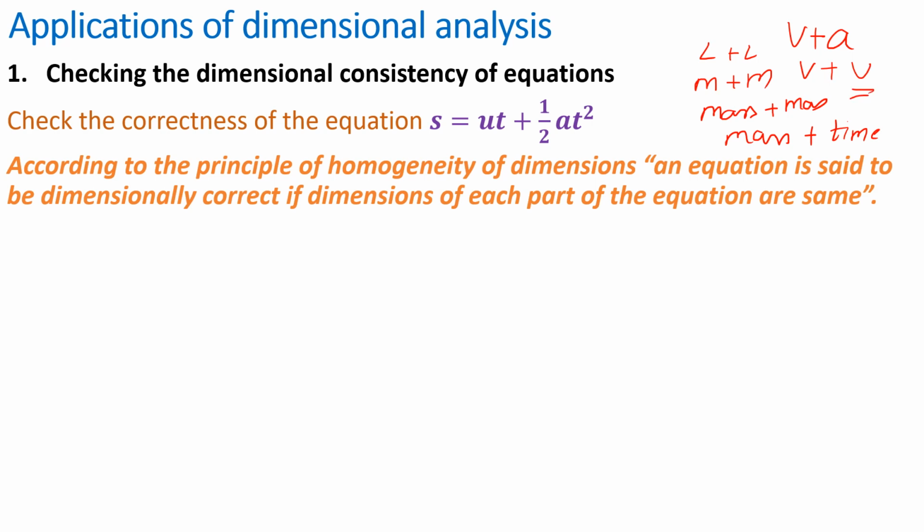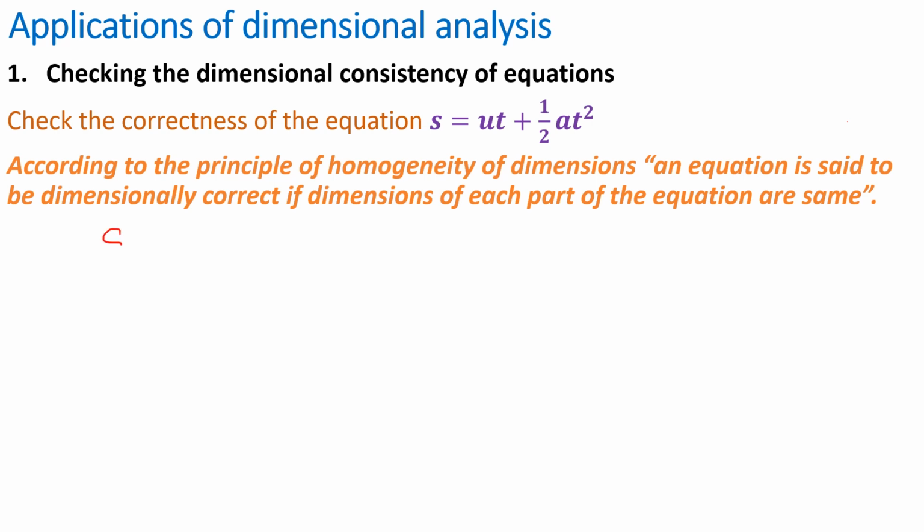That means if there is a plus sign in between or equation sign in between, then each part of that equation must have the same physical quantities. That is the meaning of this particular principle of homogeneity of dimension. So in order to prove whether this equation is right, you have to write the dimensions of each part of the equation. Which are the different parts? One is s, that is the displacement, one more is ut, and one more is half into at square.